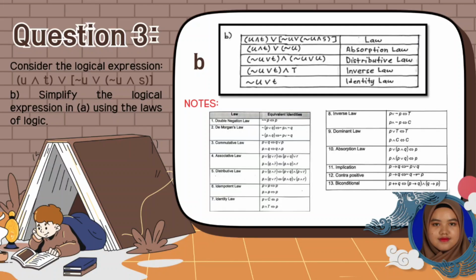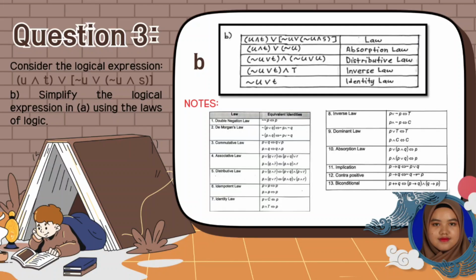Next, we use the distributive law to expand U and T or node U. This gives us node U or U and node U or T. Now, we apply the inverse law. Since a variable or with its negation, node U or U is always true, we replace it with a tautology or T.